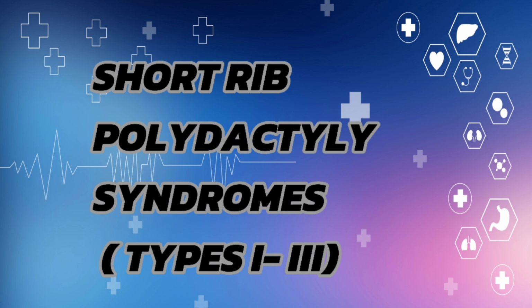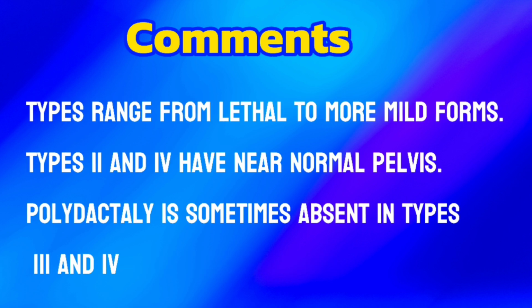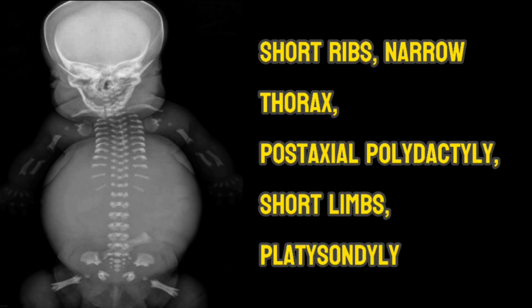And the last is short rib polydactyly syndromes type 1 and type 3. Findings are hypoplastic mandible, horizontally oriented ribs, short long bones, dolichocephaly, iliac bones, and flattened acetabular roofs. Types range from lethal to more mild forms. Type 2 and 4 have near normal pelvis. Polydactyly is sometimes absent in types 3 and 4. On X-ray, short ribs, narrow thorax, post-axial polydactyly, short limbs, and platyspondyly.